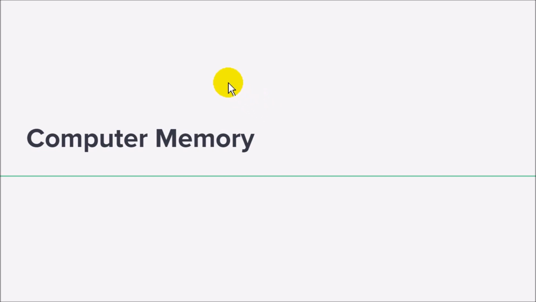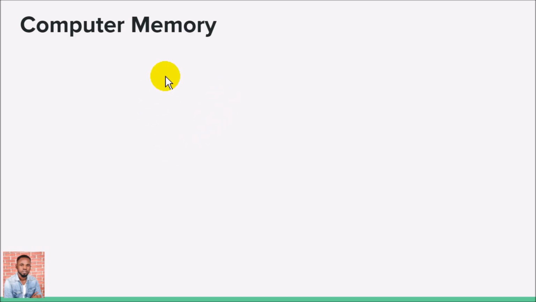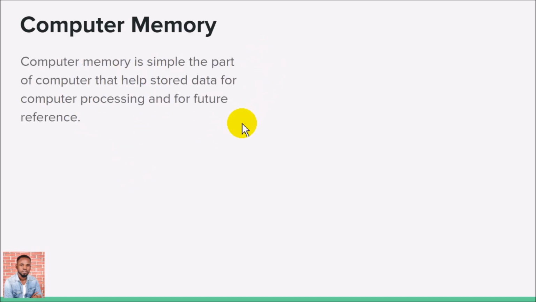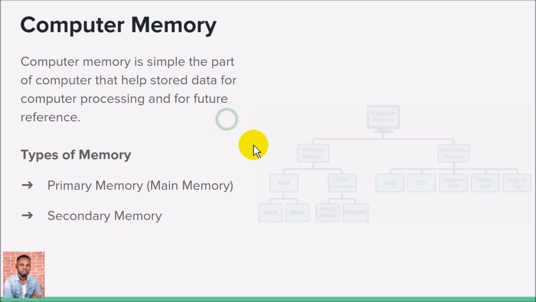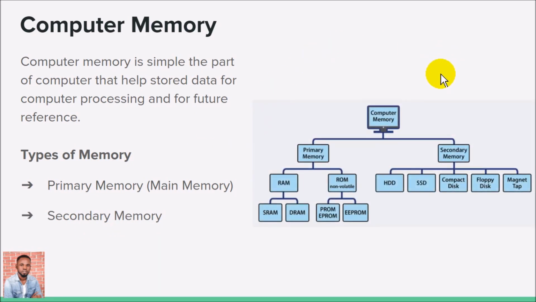Okay, so what is actually computer memory? Computer memory is simply the part of computer that is used to store data for computer processing and for future referencing. Okay, so there are different memory parts of computer. There are two major types of computer memory. You have the primary memory, always known as the main memory of the computer. Then also we have the secondary memory.